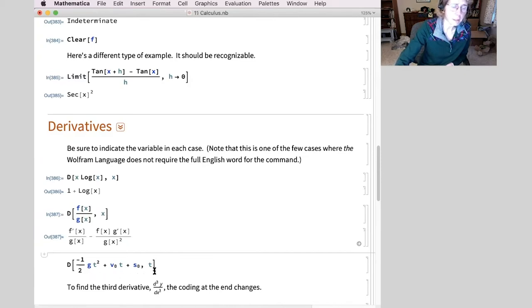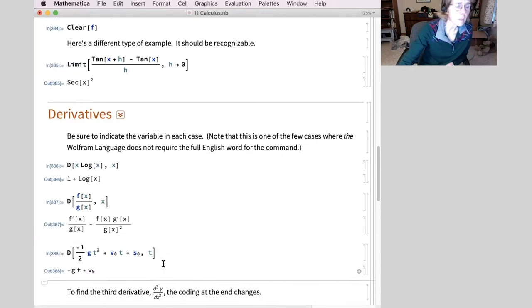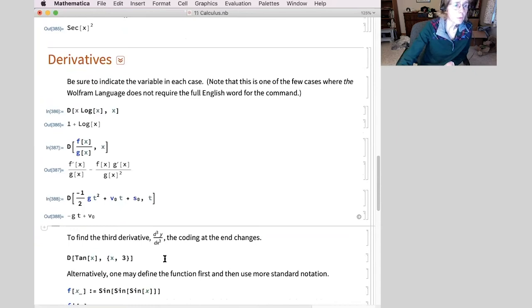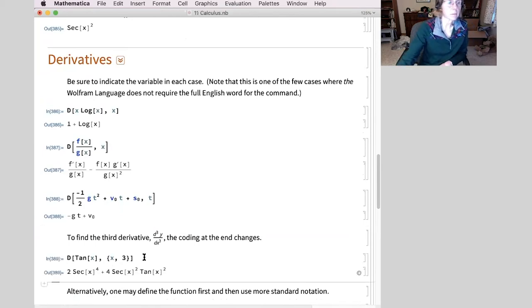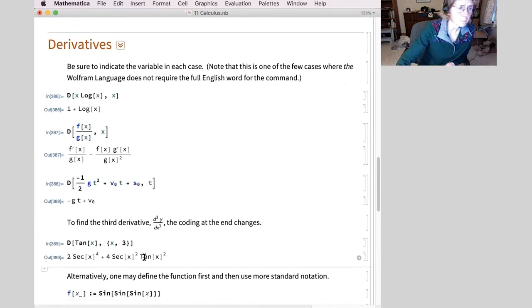That's part of why I need to say that the derivative is with respect to t. And if I want a higher order derivative, I use different notation at the end. Here, I'm asking for the third derivative, but this certainly works for other numbers as well. Inside the curly braces, x comma 3 will give me directly the third derivative.